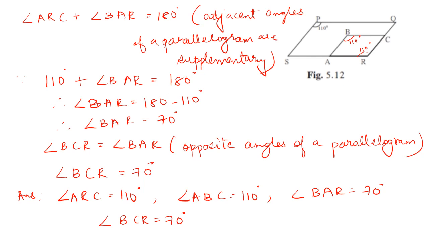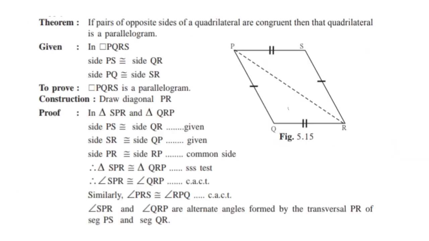Your 7th sum is being reduced, that is it is not there for your portion. The theorem says if pairs of opposite sides of a quadrilateral are congruent, then that quadrilateral is a parallelogram.